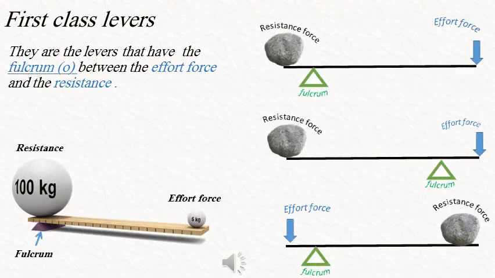Now let's learn more about first class lever. They are the levers that have the fulcrum O between the effort force F and resistance force R. Maybe fulcrum near to resistance force, as in case number 1, or near to effort force, as in case number 2. Whatever. The rule here, fulcrum between effort force and resistance. Okay, you understand me?